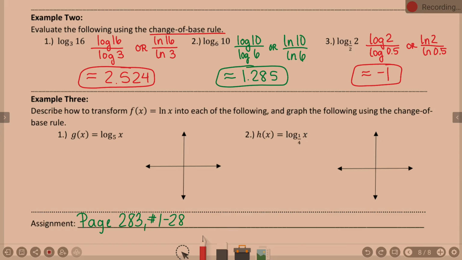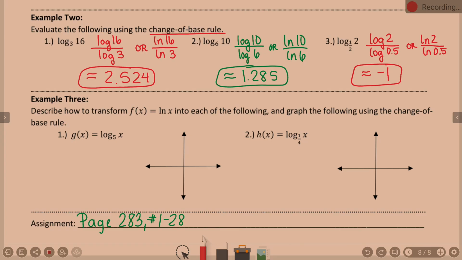Okay. So now technically, it's a tricky one to see. Technically, number 3, we could have used one of our properties from Friday. We could have made the 1/2 and the 2 be the same in terms of base. But that's not the directions. The directions are change of base rule. Okay?